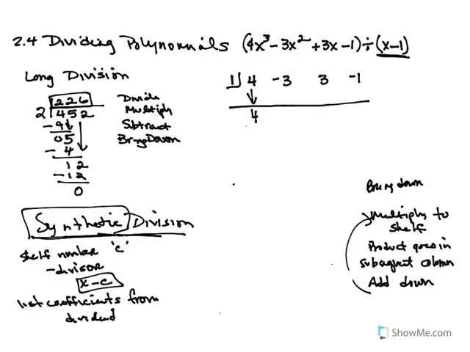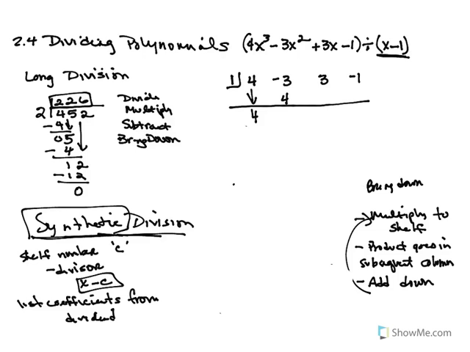All right, so you bring down that first coefficient. And then you multiply that number to the shelf. So 4 times 1 is 4. All right, so my product goes in the subsequent column. Then you add down. So bring down, multiply, product, add down. All right.